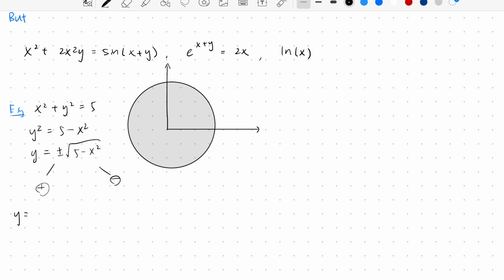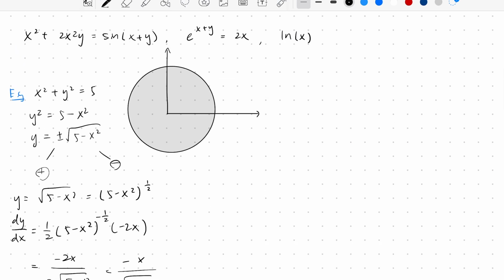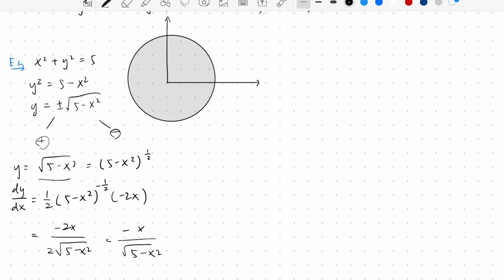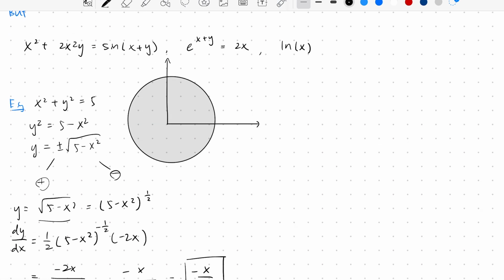So y is equal to the square root of 5 minus x squared. dy/dx, I'll rewrite this as (5 minus x squared) to the power of a half. So dy/dx is half times (5 minus x squared) to the power of negative half, multiplied by negative 2x, which is the derivative of the inside function. This simplifies to negative 2x over 2 times the square root of 5 minus x squared, which is negative x over the square root of 5 minus x squared. If we look back here, we said that y was equal to the square root of 5 minus x squared, so we can say that this is actually negative x over y. And that's the derivative. Now let's look at how this process can be much simpler using implicit differentiation.